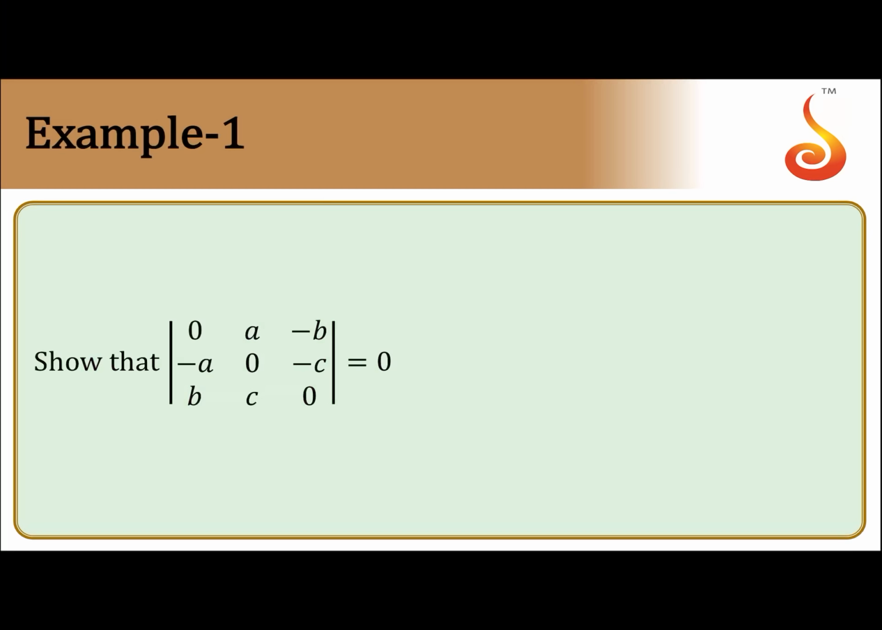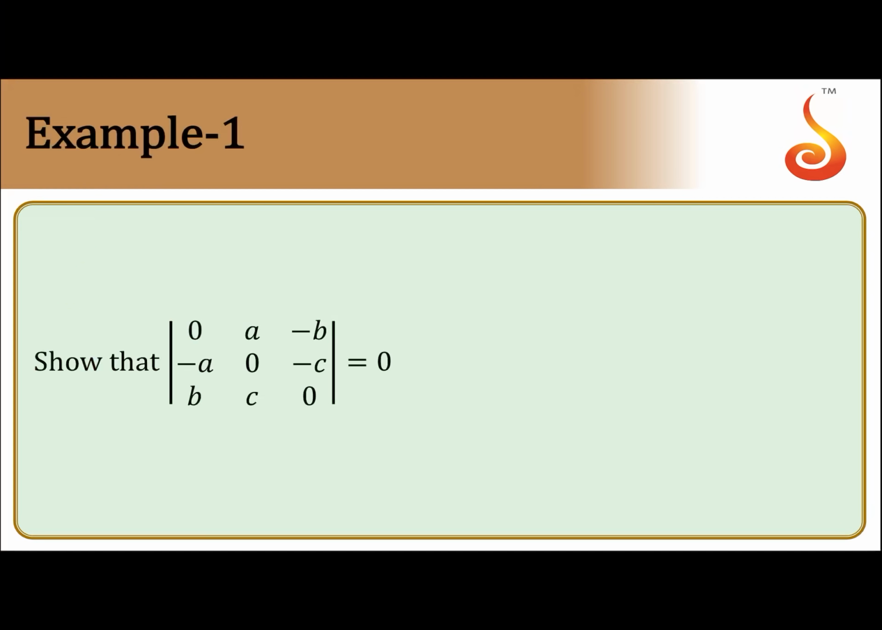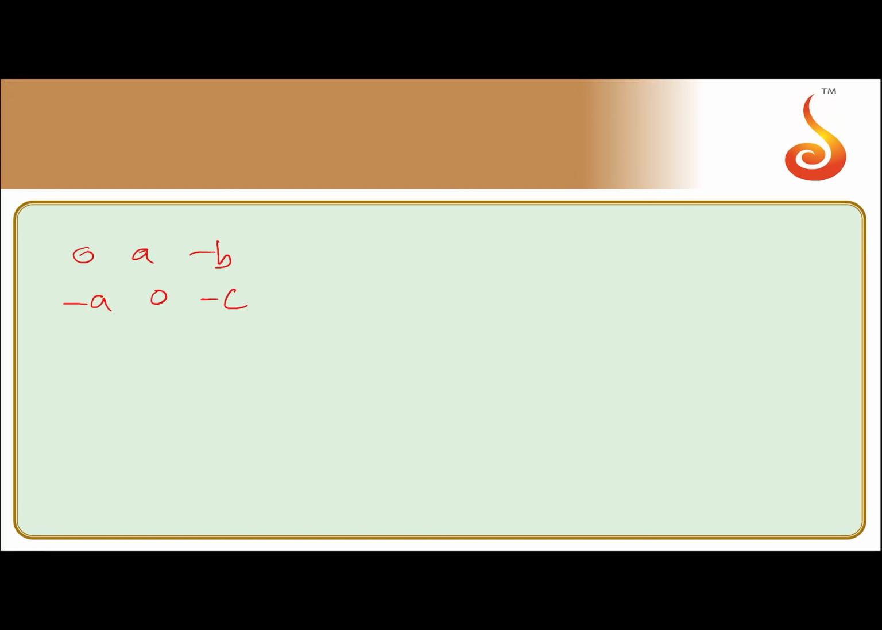Now we shall start with the problems, and how do you solve these problems using the properties of the determinants? We will see the first one, example one: [0, a, minus b; minus a, 0, minus c; b, c, 0]. We would like to find the determinant value of this one.